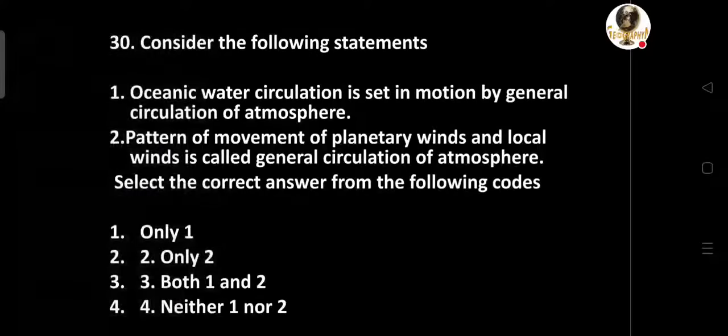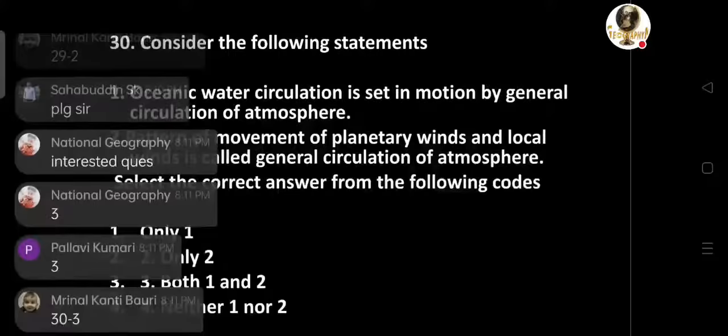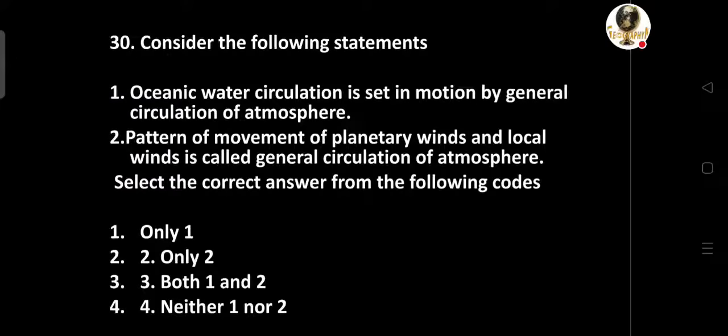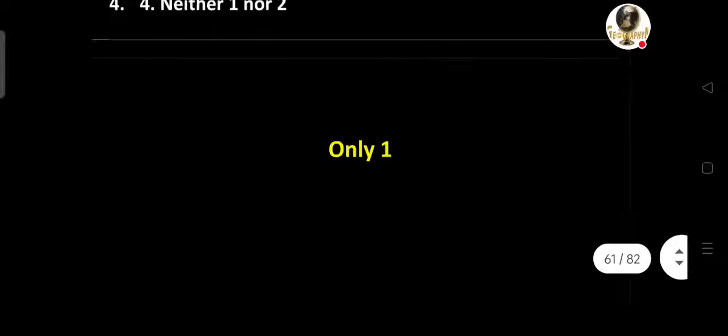So the question is 30. Question 30, I explain. First I explain the pattern of movements. Basically the pattern of movement of planetary winds is called the general circulation of the atmosphere, and the general circulation of the atmosphere also sets in motion the ocean water circulation, which influences the earth's climate. Once again, the pattern of movement of the planetary winds is called the general circulation of the atmosphere. So definitely the answer is only 1. Okay, and next another question.